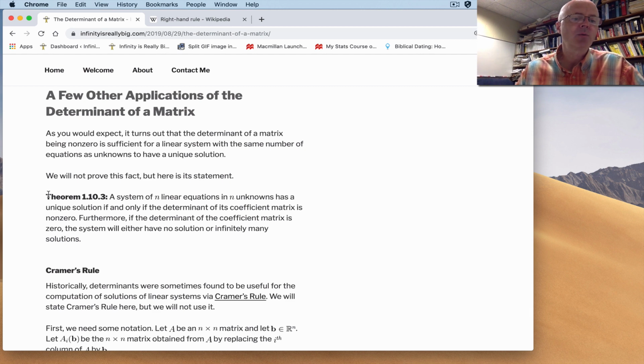The main application we will use is this one here, at least right now. The system of n linear equations and n unknowns has a unique solution if and only if the determinant of its coefficient matrix is non-zero. Furthermore, if the determinant is 0, the system will either have no solution or infinitely many solutions.